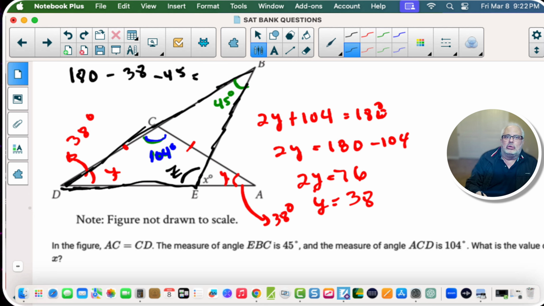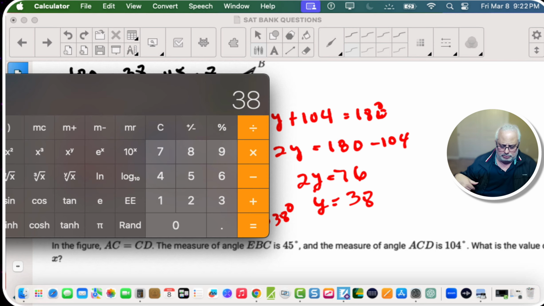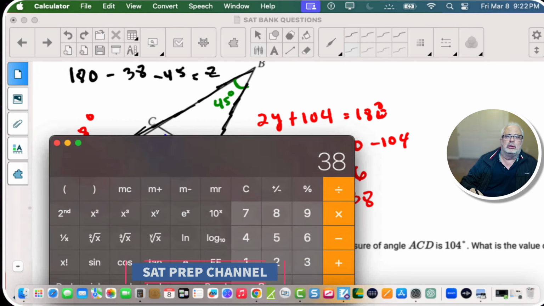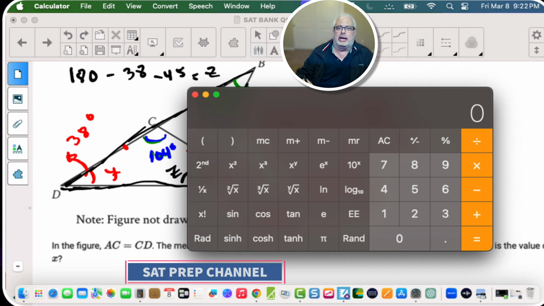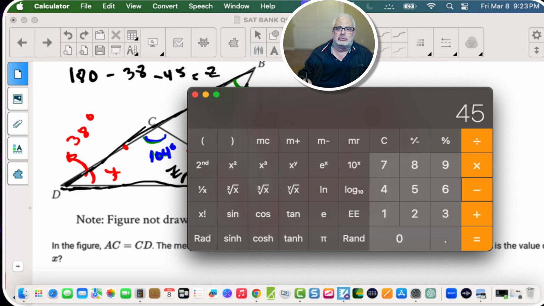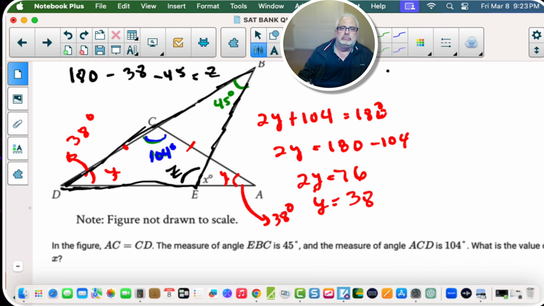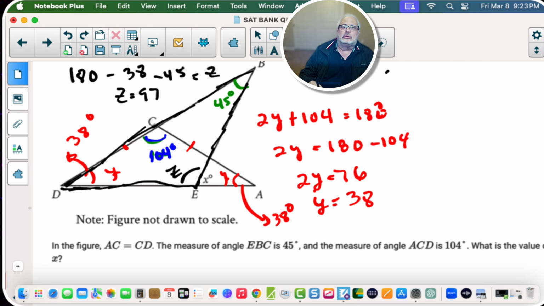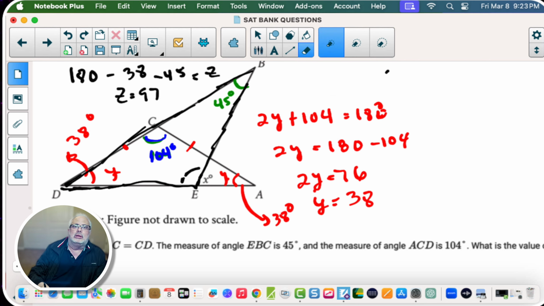Okay, it's equal to the angle Z that I'm creating here. So 180 minus 38 minus 45. Okay, let's use a calculator right now. And we are going to subtract 180 minus 38 minus 45. So the answer is 97. So this angle here, Z, is 97. So let me erase Z here and let me put 97.